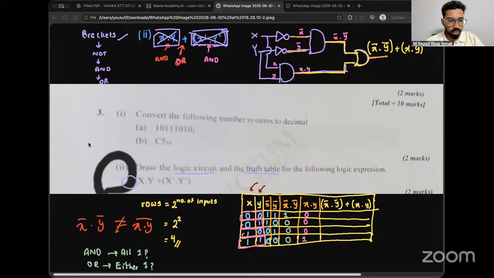The last column, if you take, we have X dash dot Y dash plus X dot Y. Now X dash dot Y dash is this column.